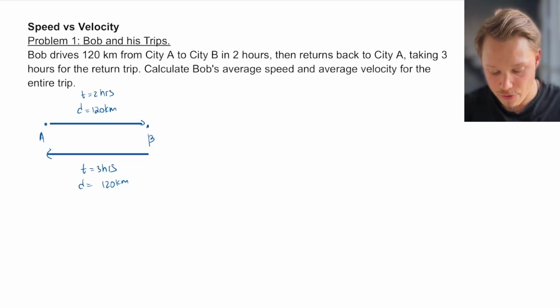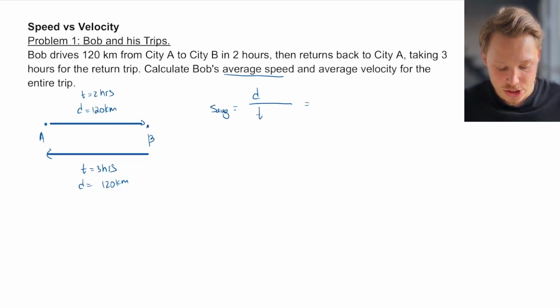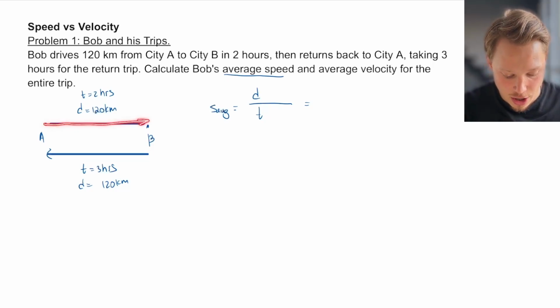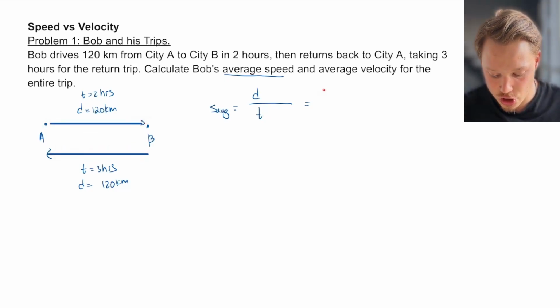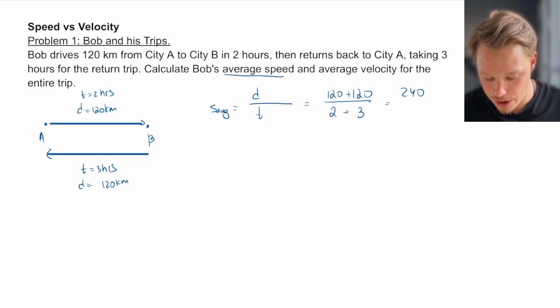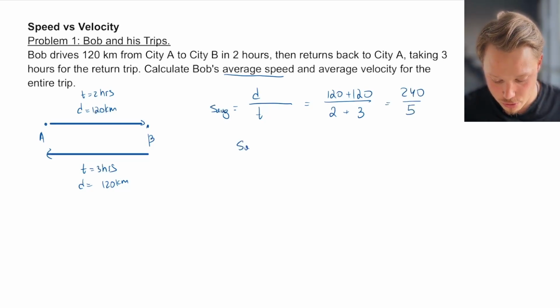So let's start with average speed. So average speed, as we saw from the previous page, is going to be total distance traveled over time. Now, what is the total distance traveled in this case? He goes 120 kilometers to the right and 120 kilometers to the left. So it's just going to be 120 plus 120 divided by the total time, which is 2 hours plus 3 hours for the return trip, or 240 over 5, which is equal to 48 kilometers an hour.